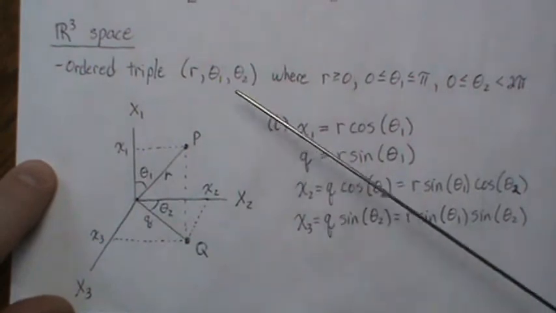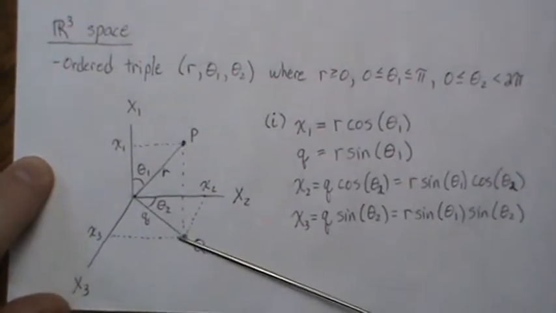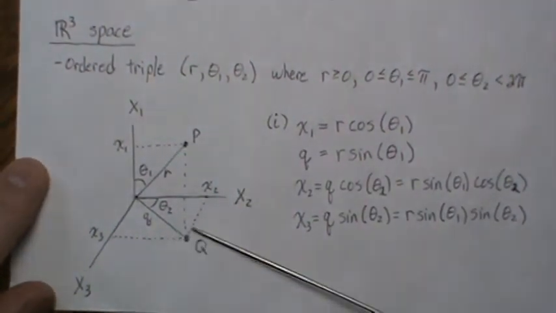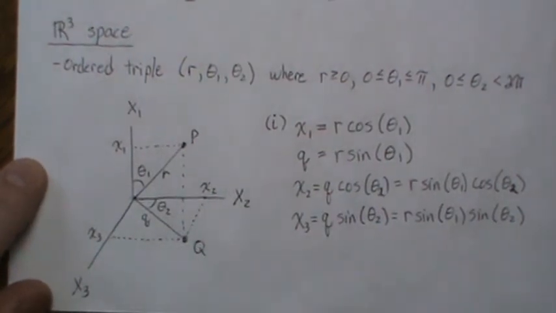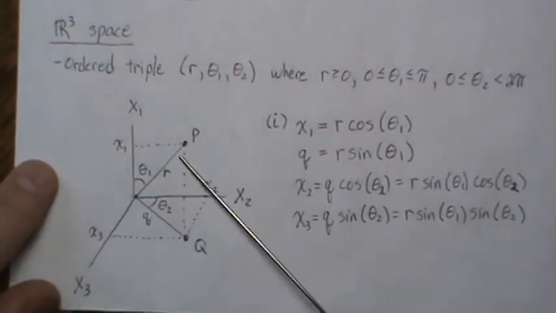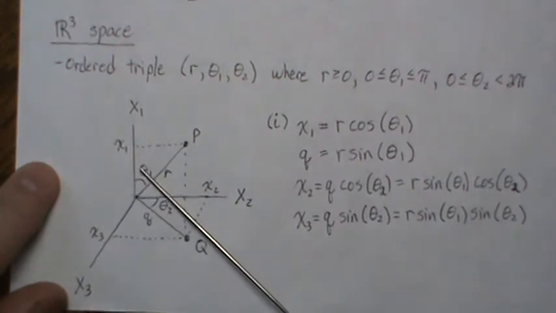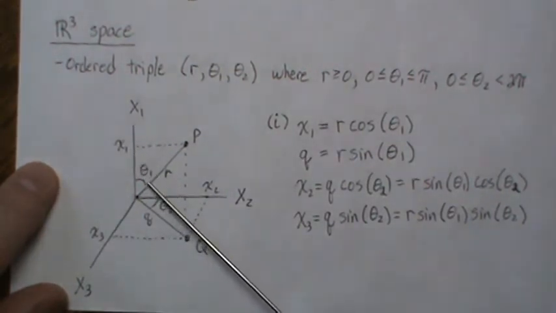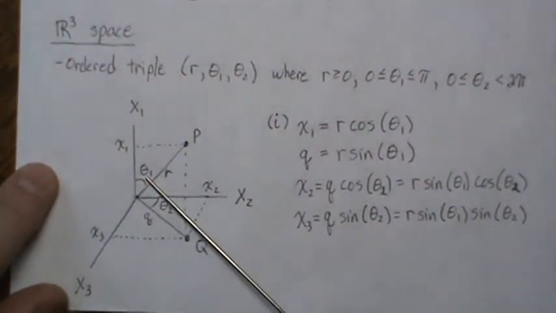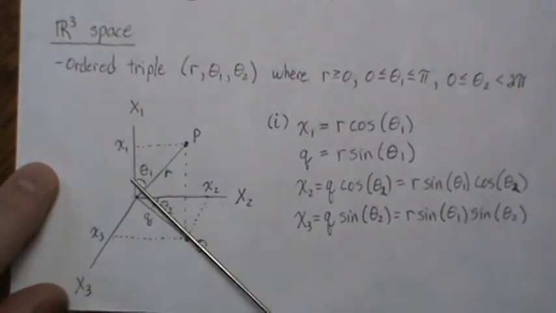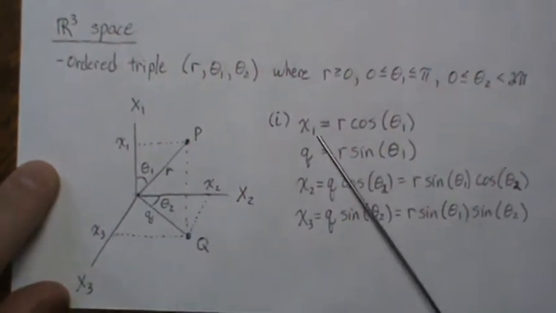But now when we project this down into the x2, x3 space, that's where we get our x2 and x3 coordinates. So here, to get x1, we just need the cosine of theta 1, which is this over that, and you back solve for x1.